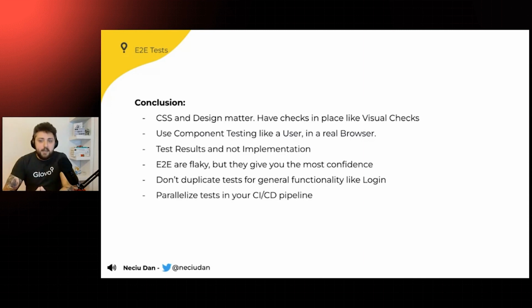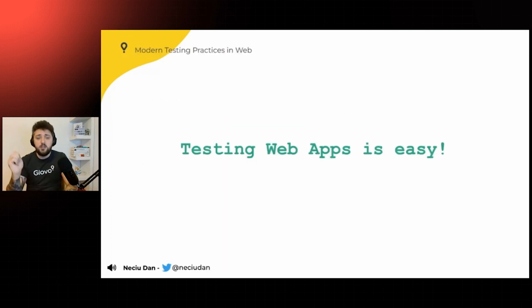So CSS and design matter, have checks in place like visual checks. Use component testing like a user in a real browser. Test results and not implementation. End-to-end tests are flaky, but they give you the most confidence. And don't duplicate tests for general functionality. Parallelizing tests in your CI/CD pipeline will give you the most speed and confidence of your end-to-end tests. So testing web apps is easy, and I hope at the end of this talk, some of you may say this.